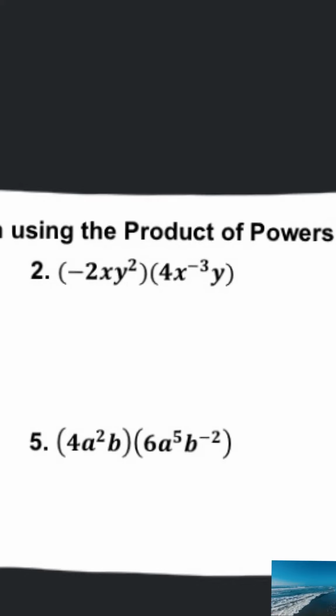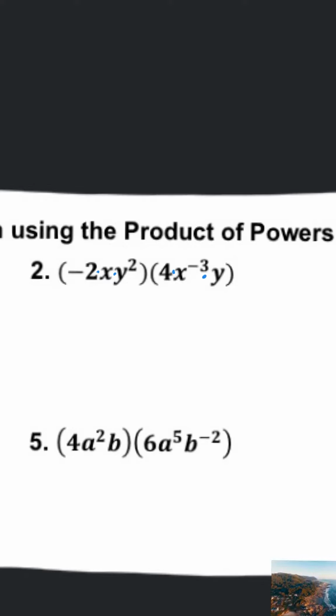Okay, let's talk about number 2 now. So this has a lot of stuff going on with it. So we have -2 times x times y squared, and we have 4 times x to the -3 times y.